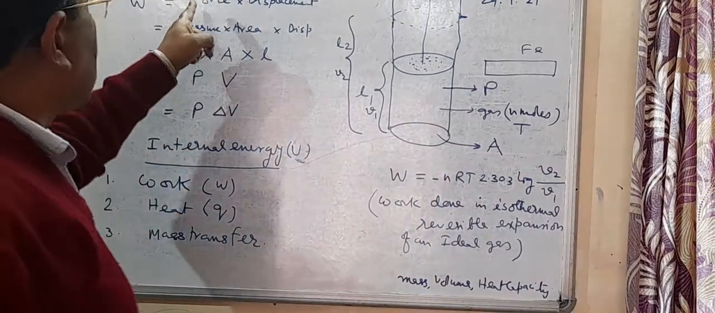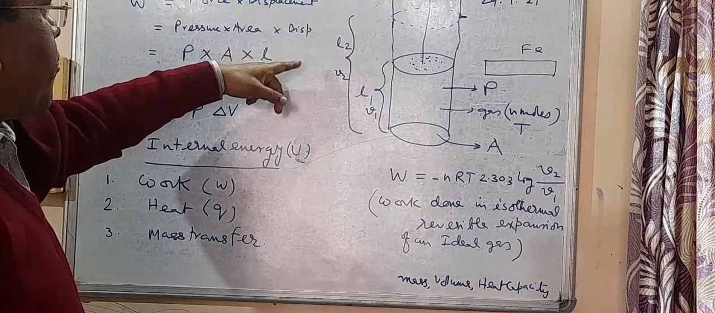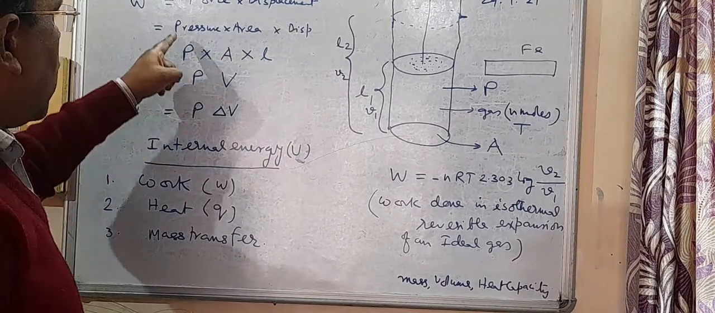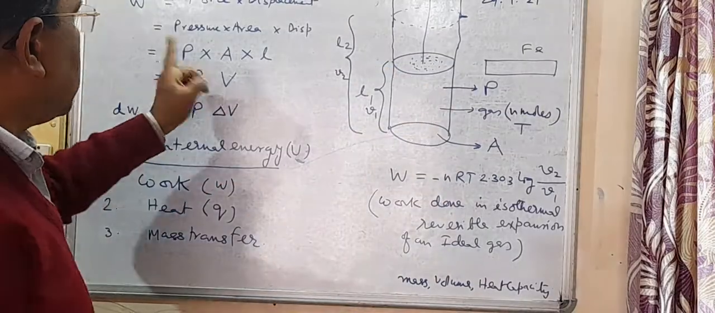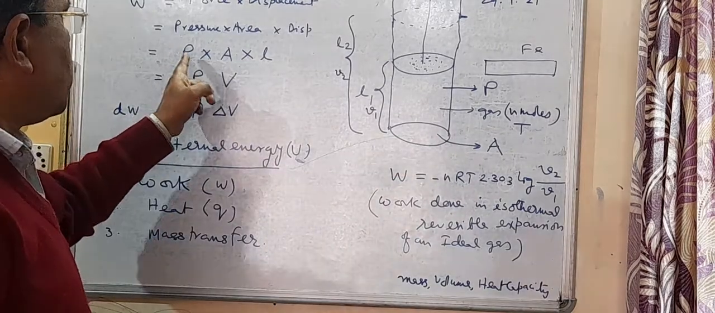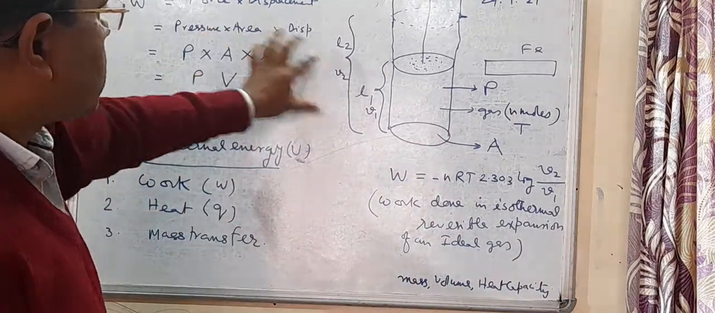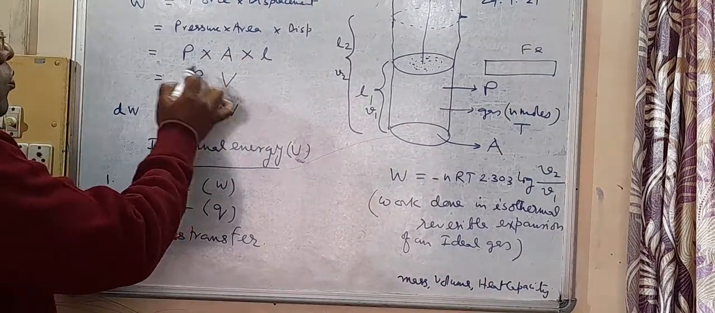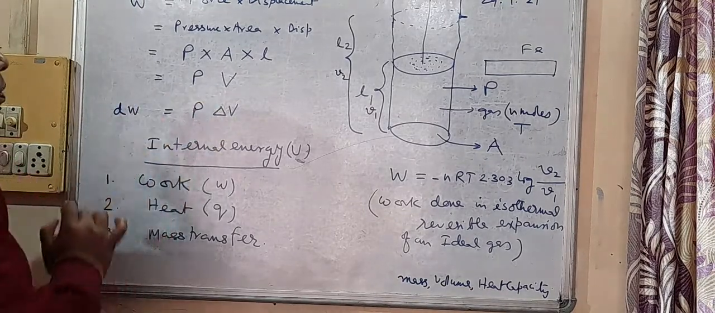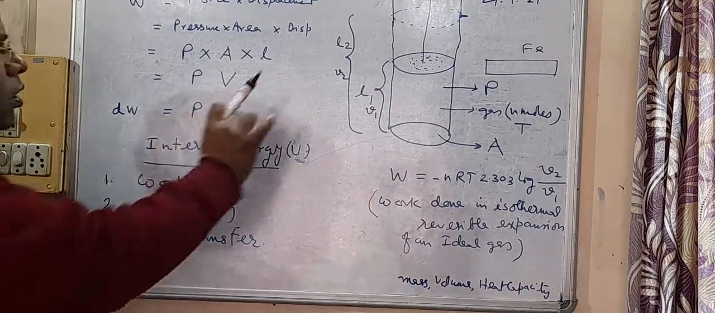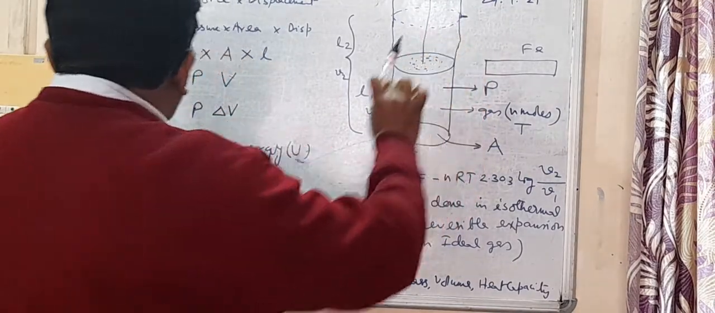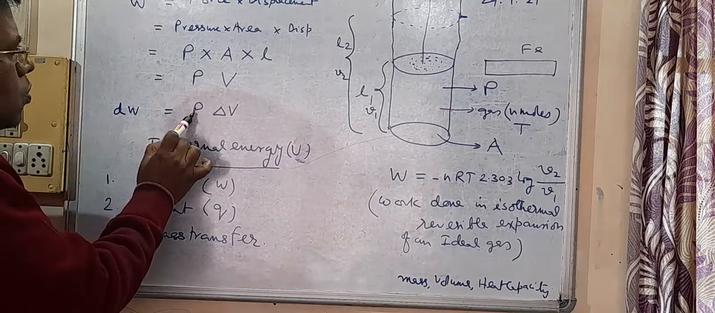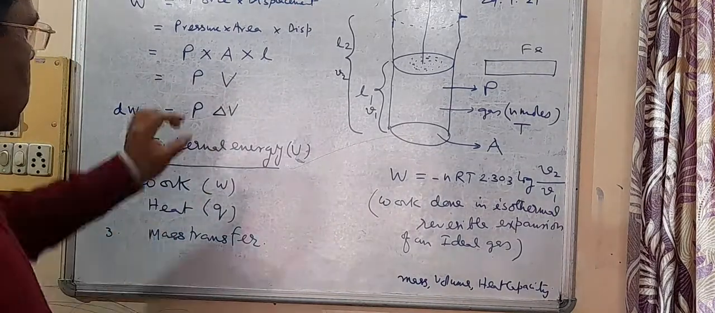Because we know work is given by force into displacement, and force is pressure into area. Suppose, as I already said, the pressure is P here and the area of cross section is A, so P into A into L, where the displacement is L. Since area into length is volume, we get work equal to P times change in volume, and for that small change we can write dW is equal to P del V.